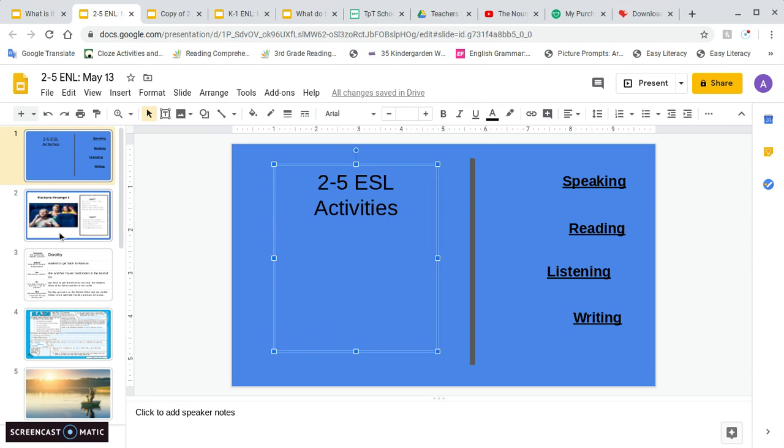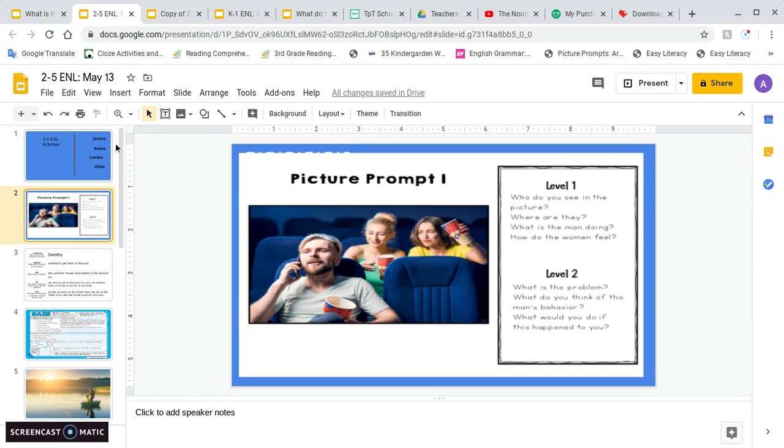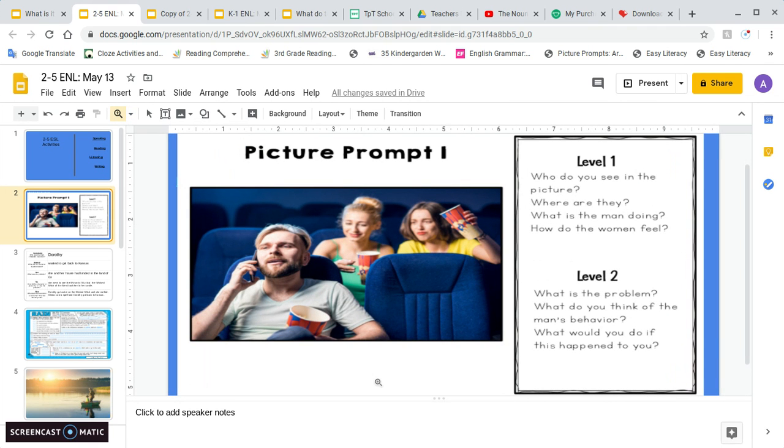All right, I'll do this a little differently today. So we have some new picture prompts. Let me zoom in a little bit for you so you can see a little bit better. We have a new, different kind of picture, and then we have level 1 and level 2. So I encourage you to do both, okay? But starting at level 1, this is what we've been doing.